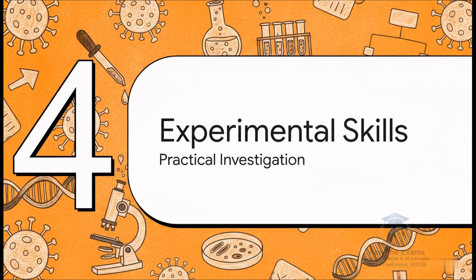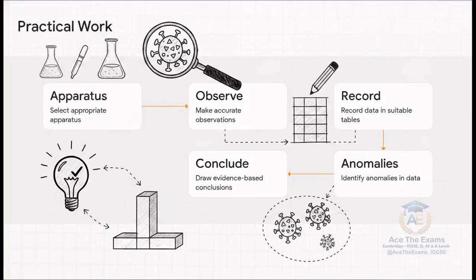On to Section 4, Escalation, Practical Experimental Skills. Now, if you're ever asked to design a practical investigation, you must write out your method following this exact sequential framework. Please don't just guess your way through it. Explicitly state how you will select the appropriate apparatus. Detail those step-by-step instructions. Explain exactly how you're going to observe and record the data in suitable tables. Make sure to mention how you'll identify anomalies in your viral samples. And finally, how you'll draw an evidence-based conclusion. It is literally the method mark strategy in action.